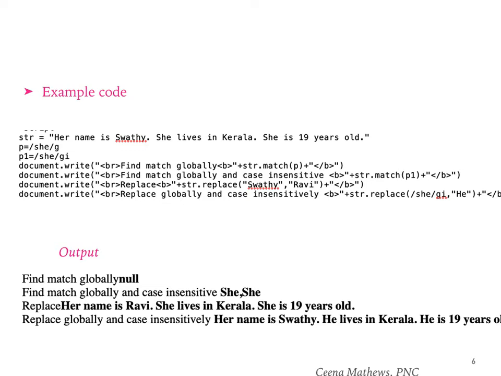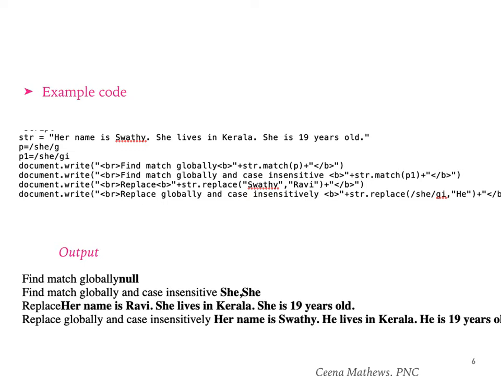Okay, since P has "she" with a small s, the string match found is null. No matches are found, which is why it displays null in the output. And in the second document.write you can see str.match(P1) is used, where we use a case insensitive search.